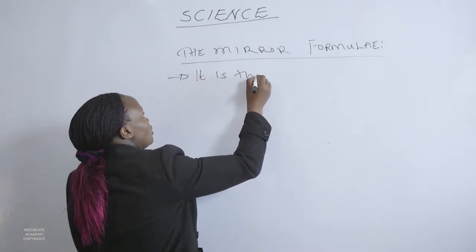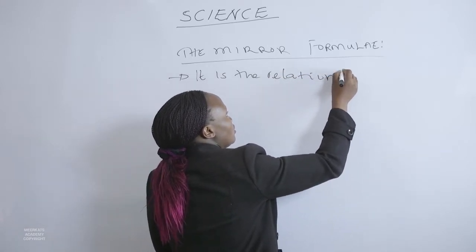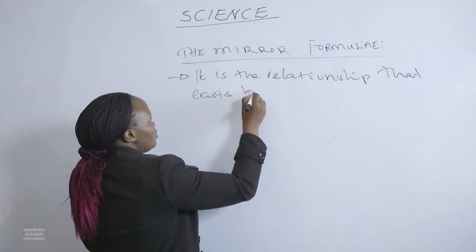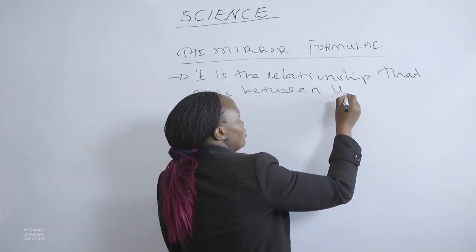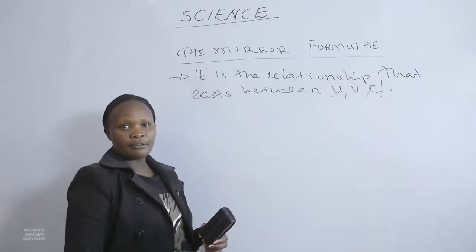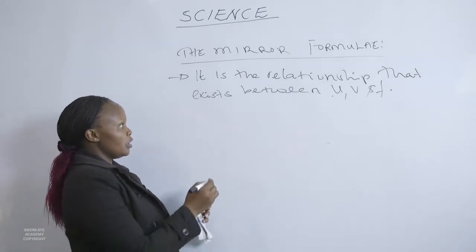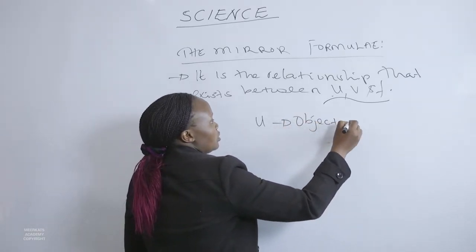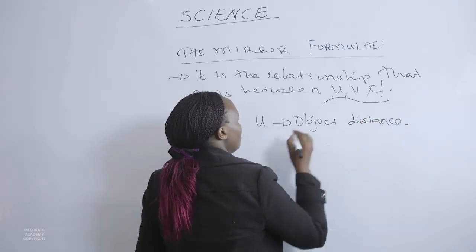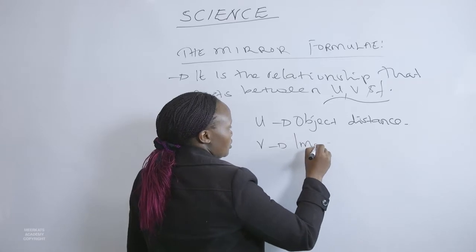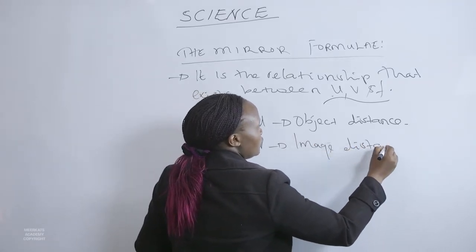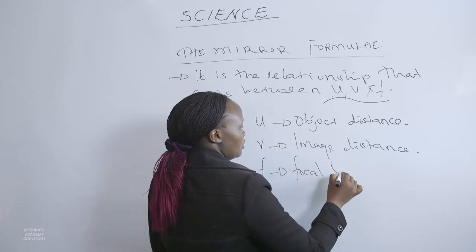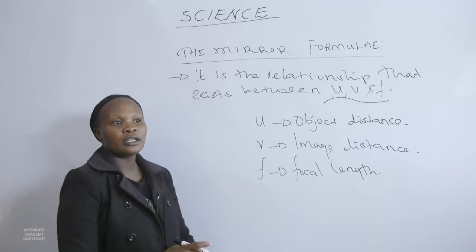It is the relationship that exists between U, V, and F, where U is the object distance, V is the image distance, and F is the focal length. Focal length of a curved surface.